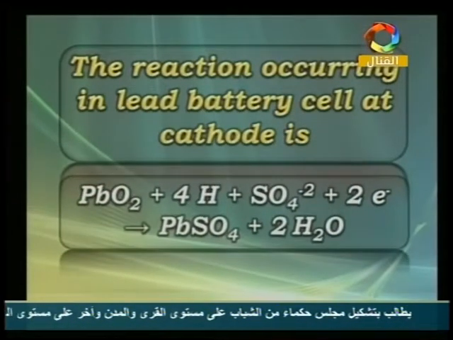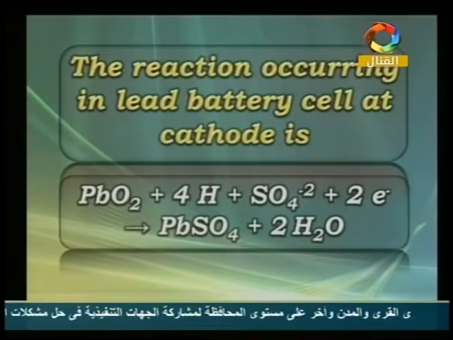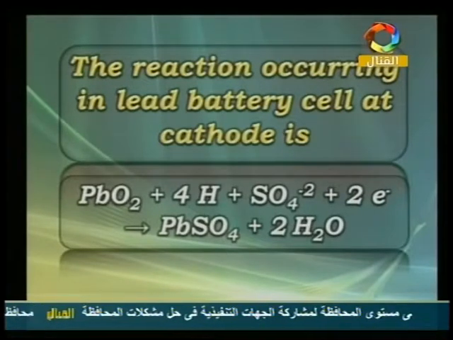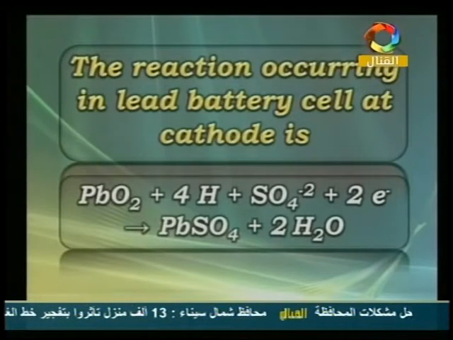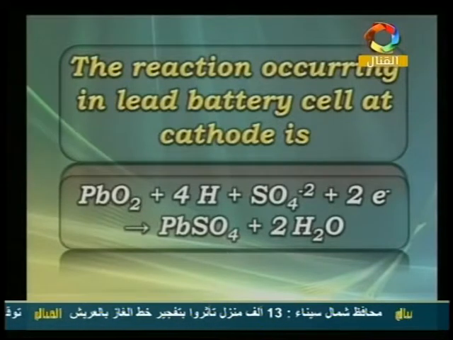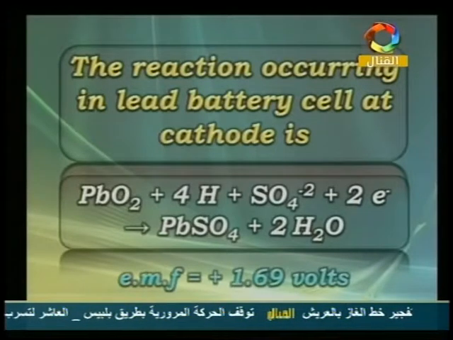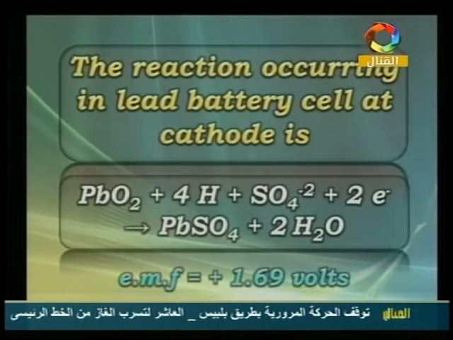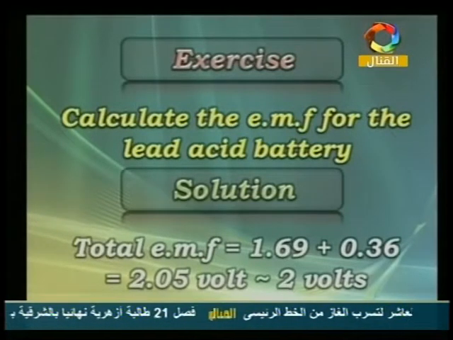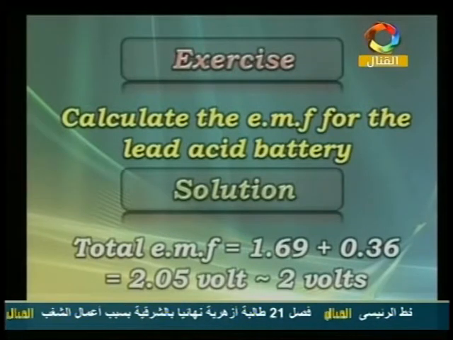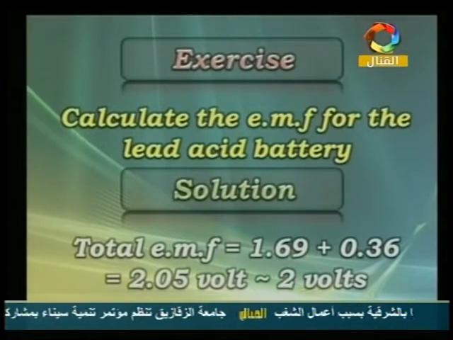This is the anode. And we have the cathode. At the cathode, we have lead oxide plus H2SO4 in the form of ions, H positive and SO4 negative 2, plus 2 electrons that were produced from the first reaction at the anode. So PbSO4, lead sulfate, plus water is formed. So here we have the EMF. It is positive 1.69 volts. As in this exercise, calculate the EMF for the lead acid battery. So here we have 1.69 plus 0.36 equal 2.05 volts, nearly 2 volts for each sheet of this battery.